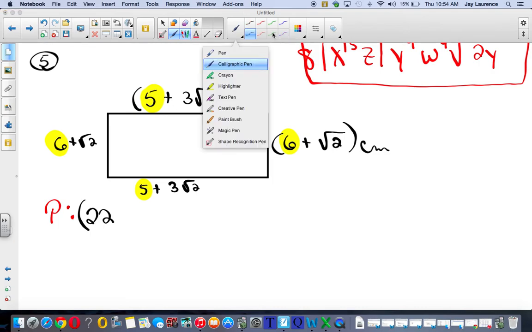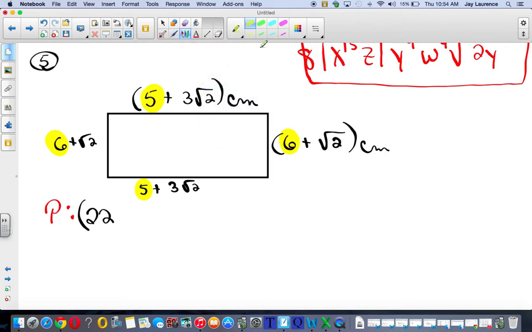Now I'll add up my irrational numbers, specifically my rad 2's. So I have 1 rad 2 here. I have 3 more rad 2's here. Well, that would be 4 rad 2's. And now I'm up to 7 rad 2's, and now I have 8 rad 2's. And so it'll be 22 plus 8 rad 2. Sorry. And we're in centimeters.